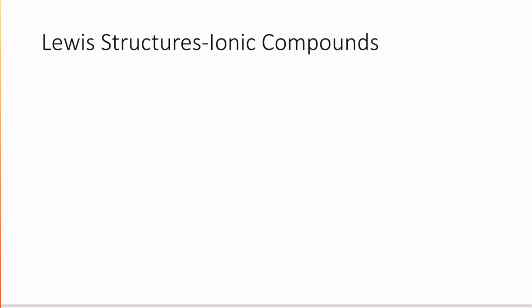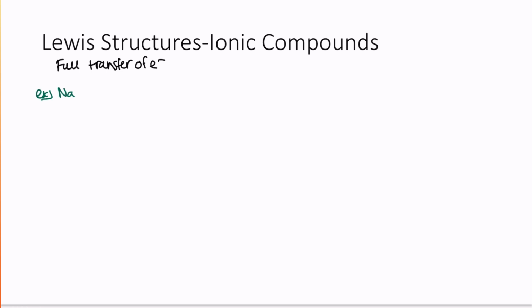Let's look at the Lewis structures for ionic compounds. Remember, in an ionic compound, it's made of ions. So we have a full transfer of electrons, and the bond is held together by the positive and negative attractive forces. So let's look at an example. We'll do a simple one first.